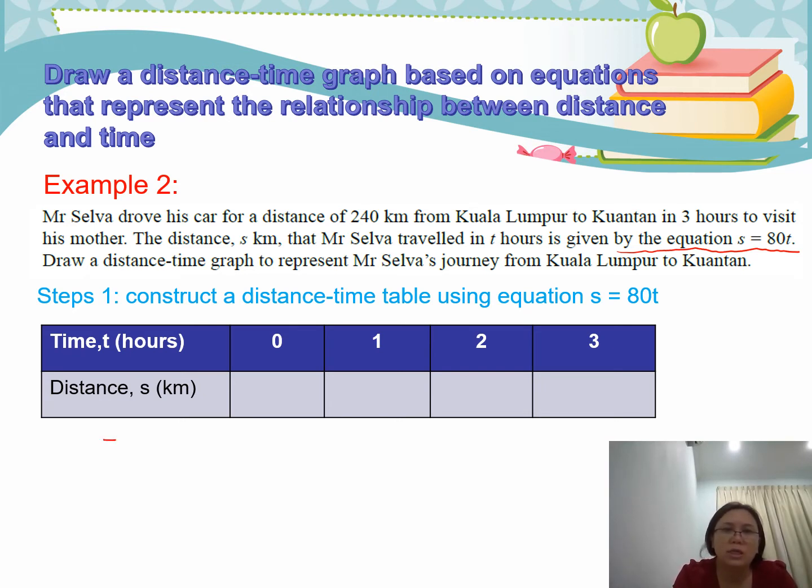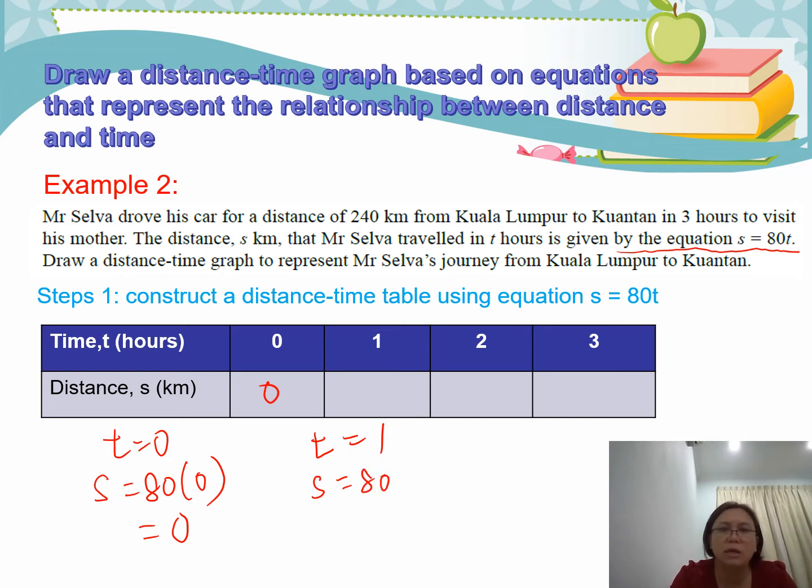When T equal to 0, S is 80 times 0, which is equal to 0. When T equal to 1, S is 80 times 1, equal to 80. When T is 2, the total distance is equal to 160. When T equal to 3, the distance is 240.